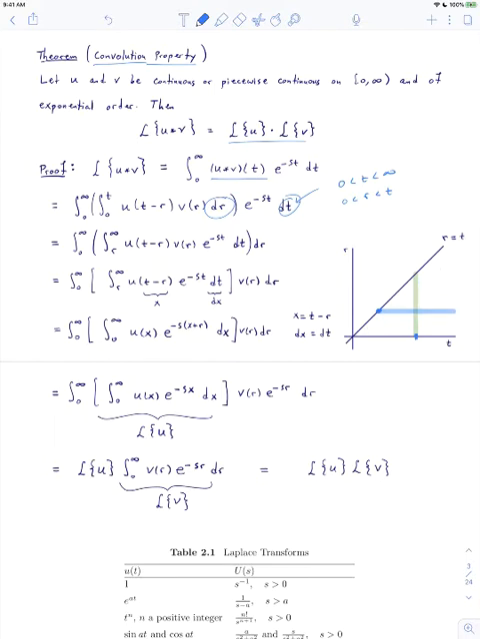What we want to do is swap the order. So we want to choose r first. That means for the second integral, we're going to pick any r that we want. And again, r can be anything between 0 and infinity.